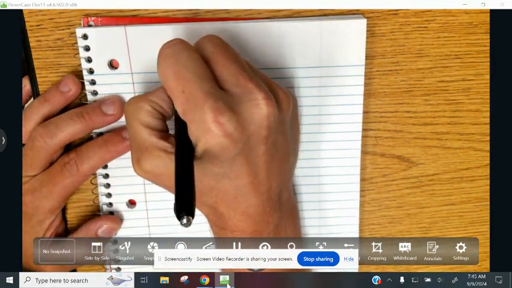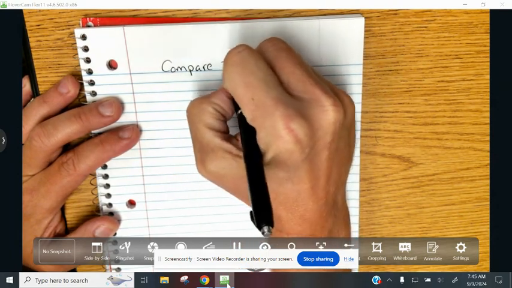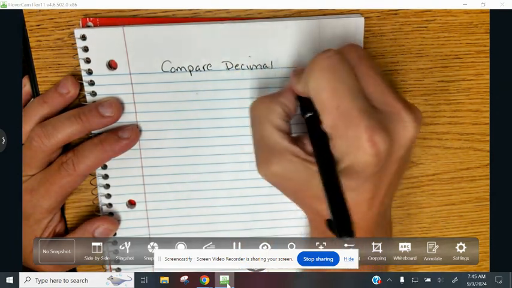We started really learning how to write numbers in expanded form and standard form. And then today we are going to start talking about how to compare numbers, both whole numbers and decimals, but we're going to have more of a focus on decimals. So again, make sure you have your notebook open to a new page, and we're just going to put compare decimal numbers.